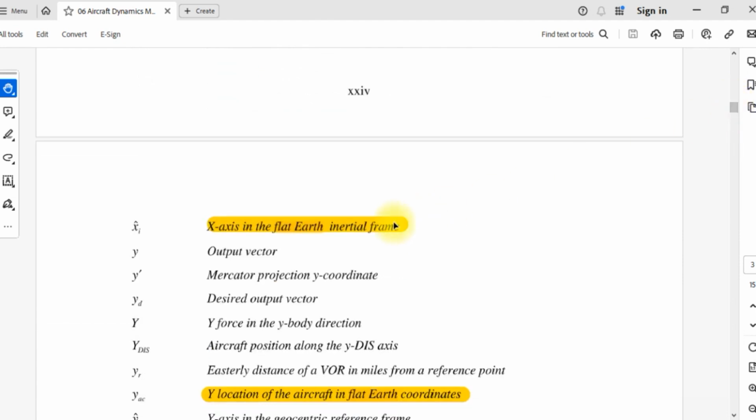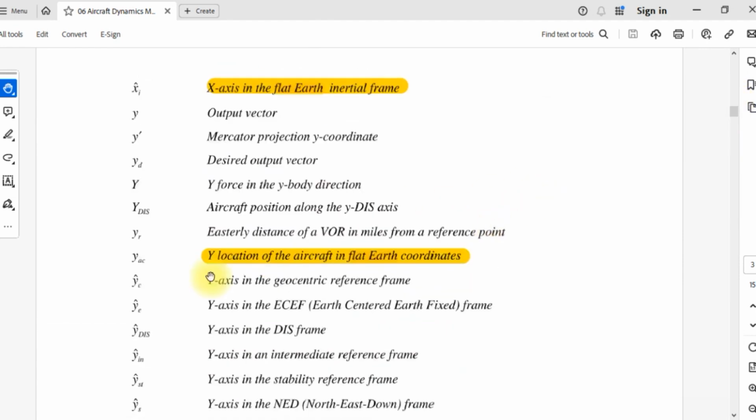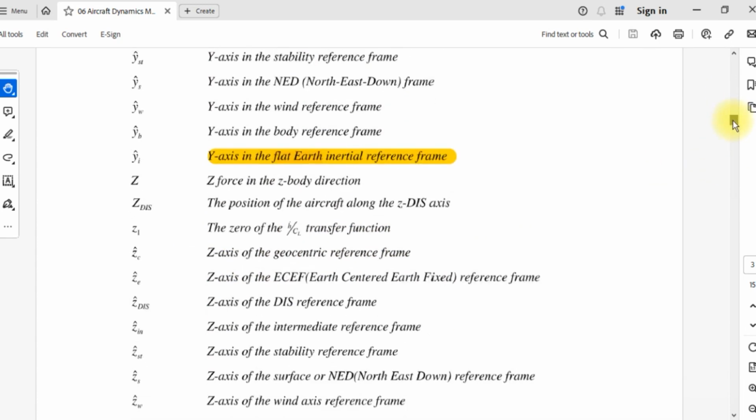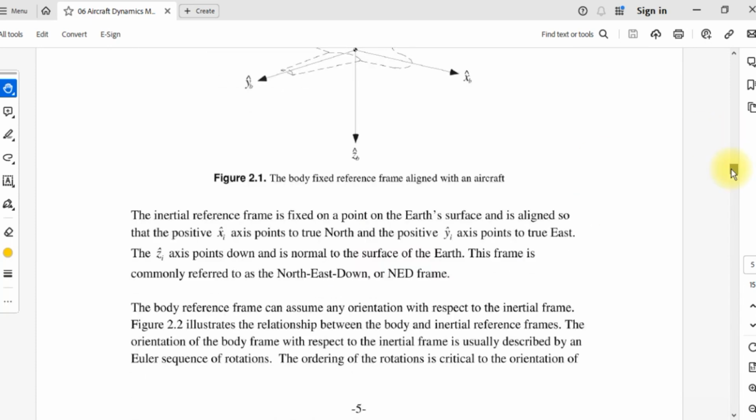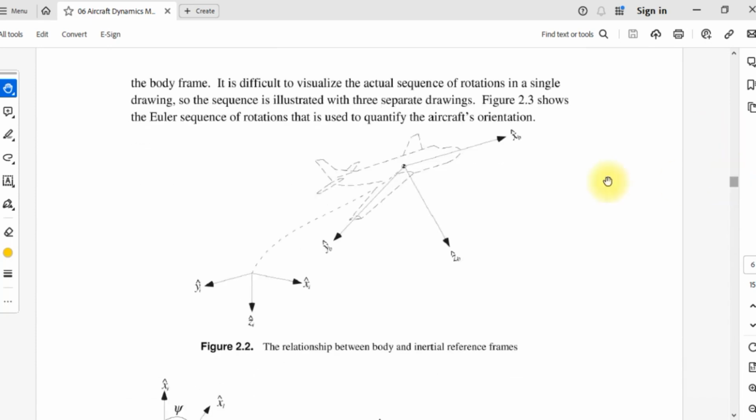X-axis in the flat Earth inertial frame. Y location of the aircraft in the flat Earth coordinates. More flat Earth right here. Flat Earth. Lots of flat Earth references. Again, the point of equilibrium right here.